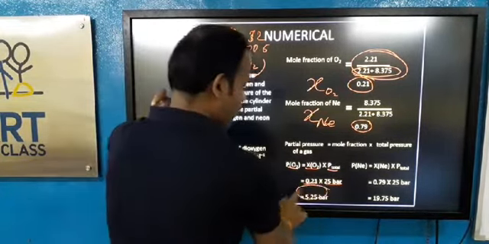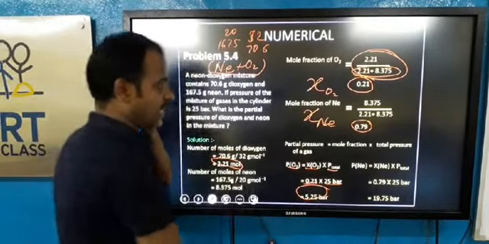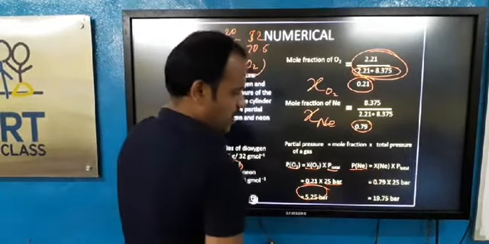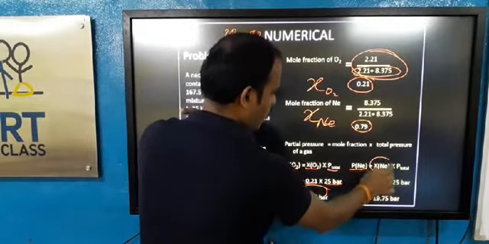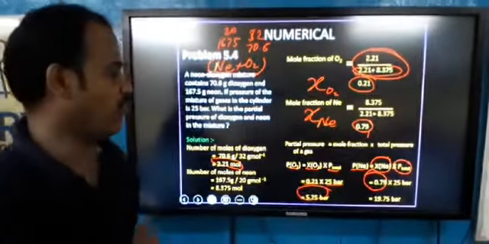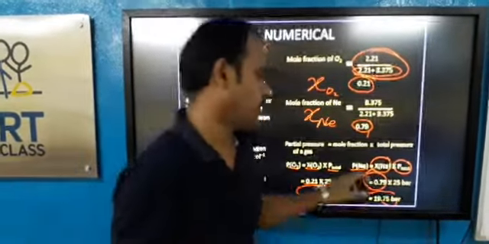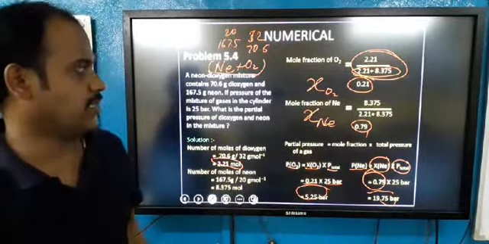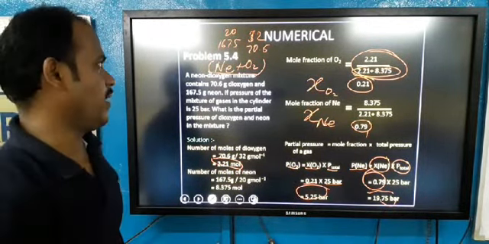So this will be the partial pressure of oxygen. Like that, the partial pressure of neon will be equal to the mole fraction of neon into P total. The mole fraction of neon is this one. Total pressure is 25 bar. So the answer will be 19.75 bar. This is the numerical. In this way we will solve numericals.